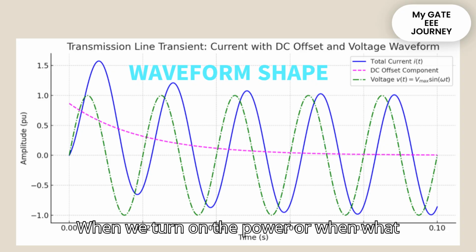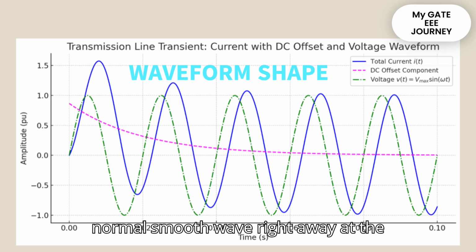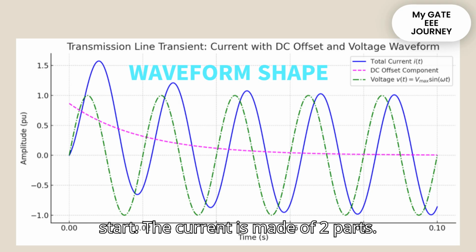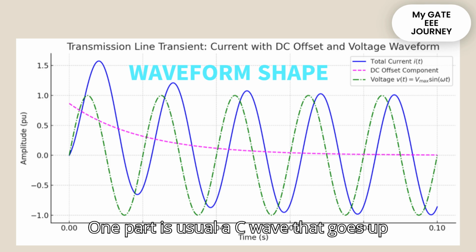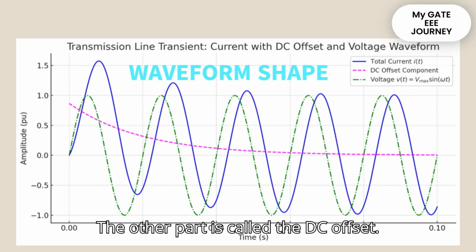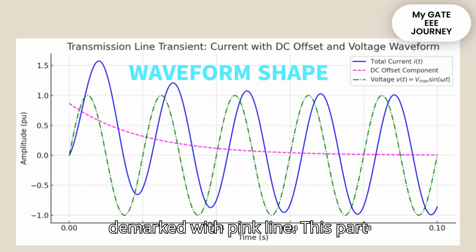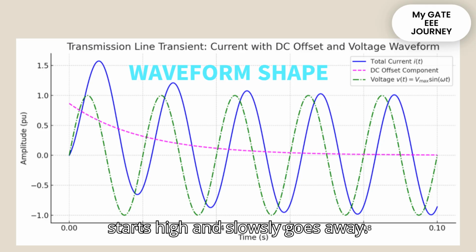When we turn on the power or when a fault happens, the current doesn't look like a normal smooth wave right away. At the start, the current is made of two parts. One part is the usual AC wave that goes up and down, a sinusoidal wave. The other part is called the DC offset. In this picture, you can see it demarcated with the pink line. This part starts high and slowly goes away.